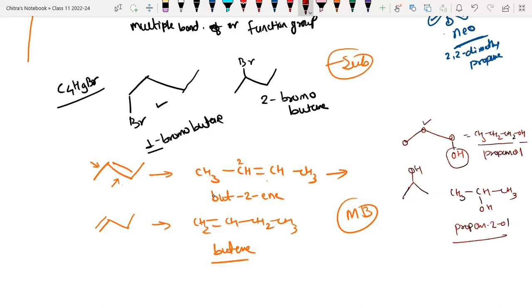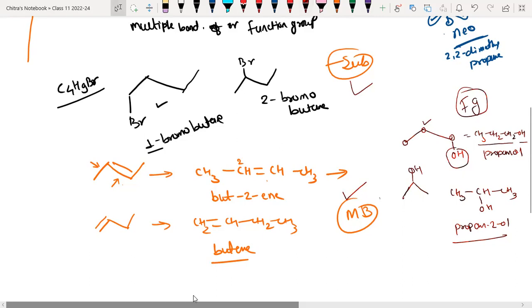So this is the difference in position of functional group. On that basis, we have 3 examples: one is difference in position of substituent, another is difference in position of multiple bond, and here, difference in position of functional group. So these are nothing but the functional isomers. Understood, everyone? Yes, sir. Okay, so for example, just take a screenshot of that.